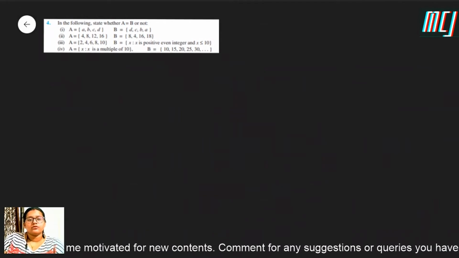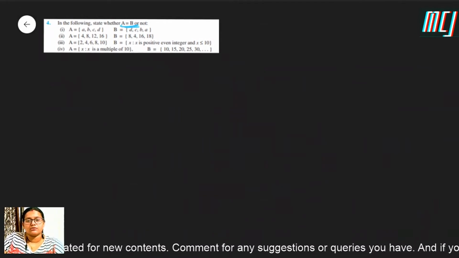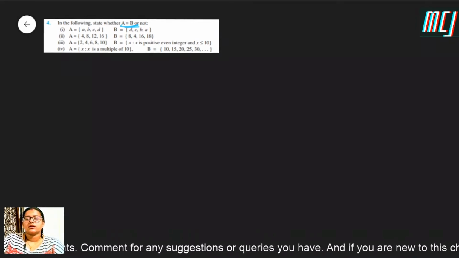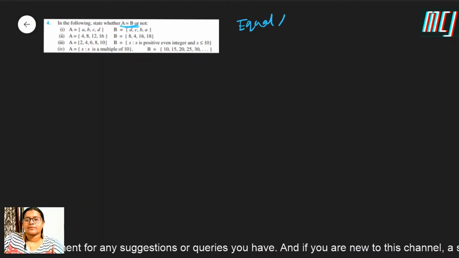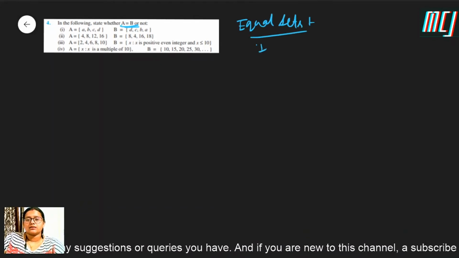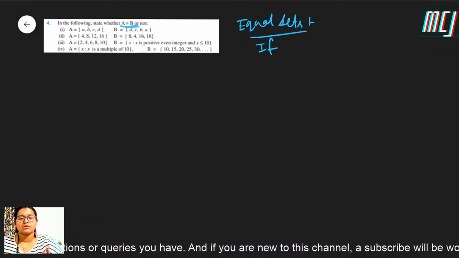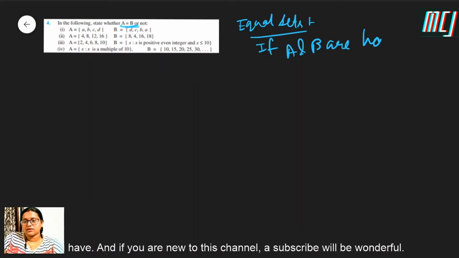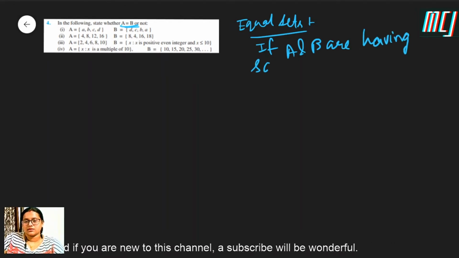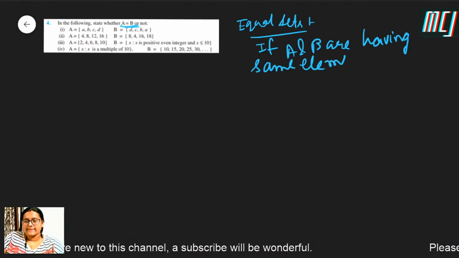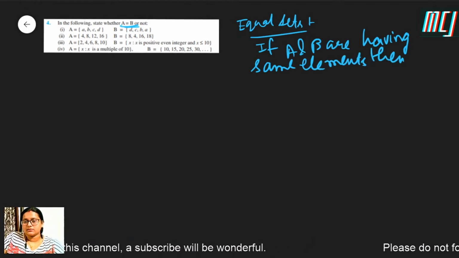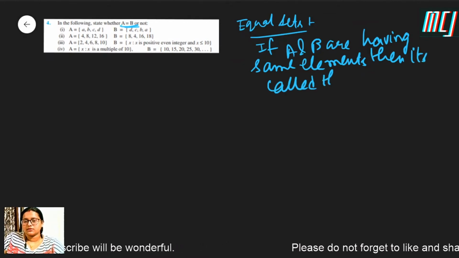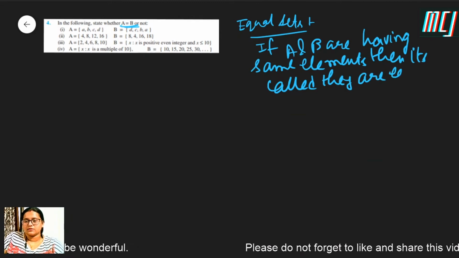See, question number 4, we need to say whether sets A and B are equal or not. What is the definition of equal sets? Equal sets means if A and B have the same number of elements and the elements are also the same. If A and B have the same elements, then they are called equal.